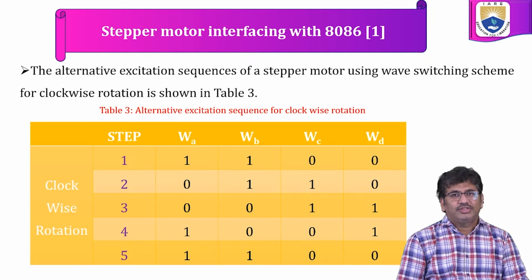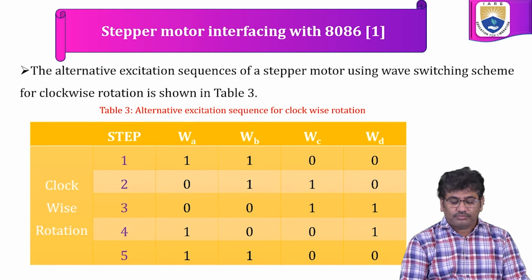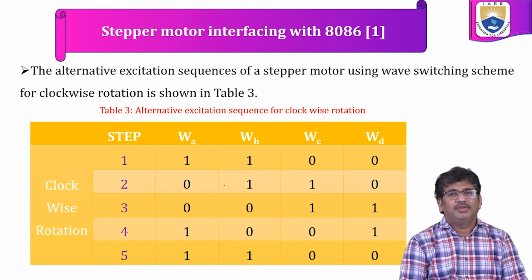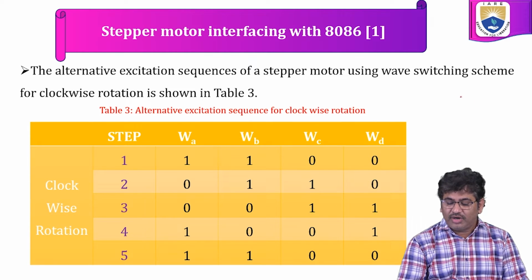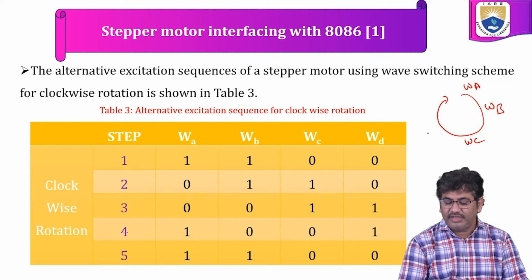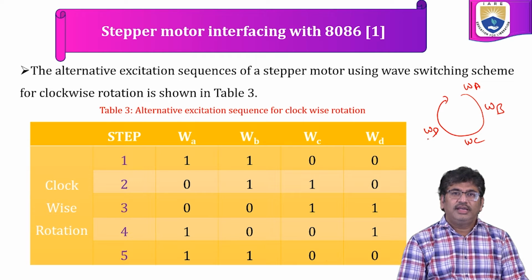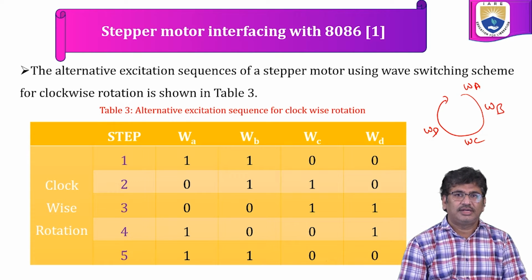The next alternative scheme for the stepper motor uses the same waveform switching scheme, but here the excitation will be done two windings at a time. Again, for clockwise rotation, the order is winding A, winding B, winding C, winding D. In this alternative excitation scheme, we give the sequences two windings at a time.